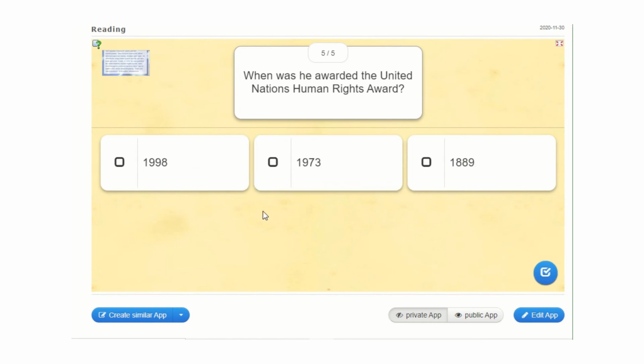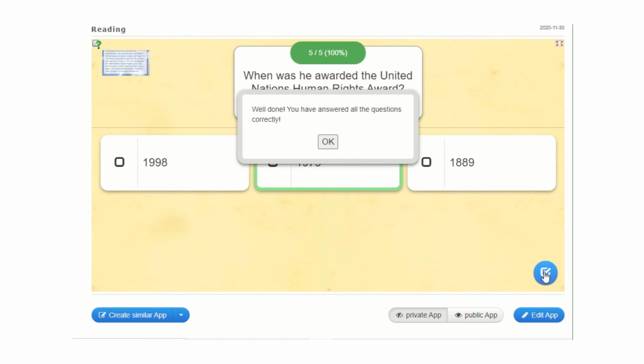The last question. When was he awarded the United Nations Human Rights Award? In 1973. This correct answer. Well done, you have answered all the questions correctly.